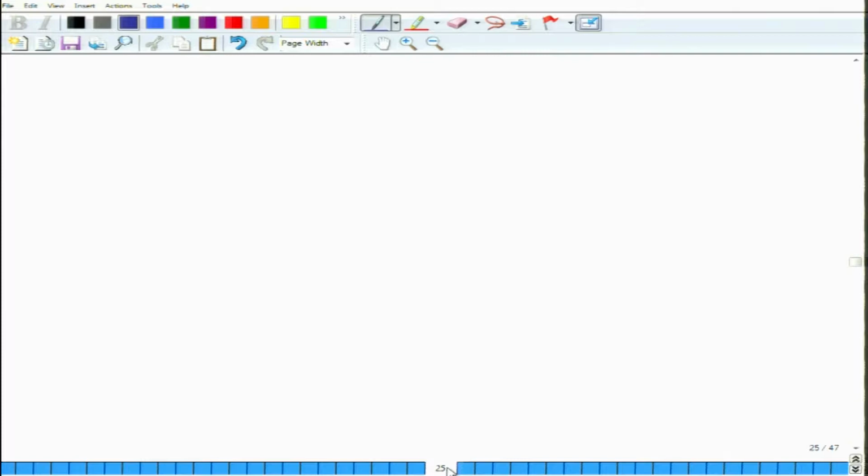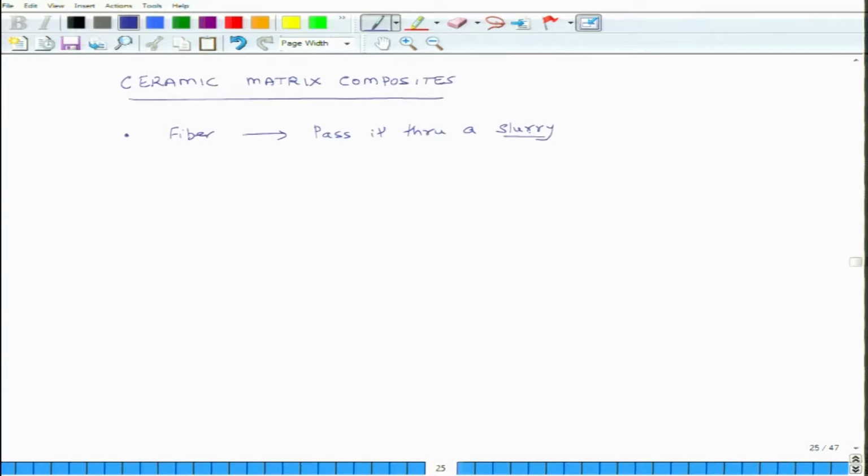We use ceramic matrix. So again our discussion will be very brief, but what people do is that you have fibers and you have a matrix. A lot of times people use a two-stage process. First, you take the fiber and you pass it through a slurry of ceramic system. So what does the slurry contain? It contains the matrix powder, it also contains a binding agent, and it also contains a fluid medium, a liquid medium.